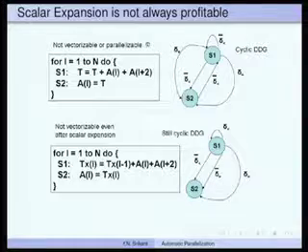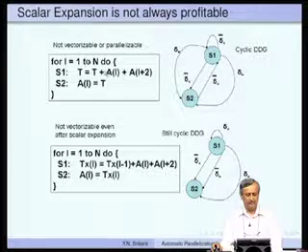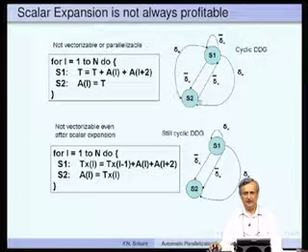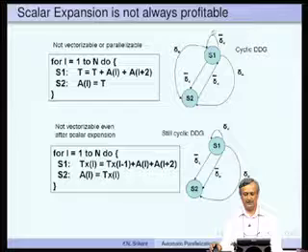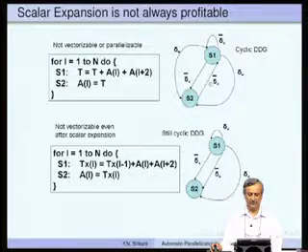But then scalar expansion is not always profitable or beneficial. Let us look at an example. For I equal to 1 to n, S1 is t equal to t plus a I plus a I plus 2, and S2 is a I equal to t. So, if you draw the dependence diagram for this particular loop, of course, we have the dependence between these two t's. So, that is here. What was computed in the previous iteration is used here. Then we have many other dependencies.